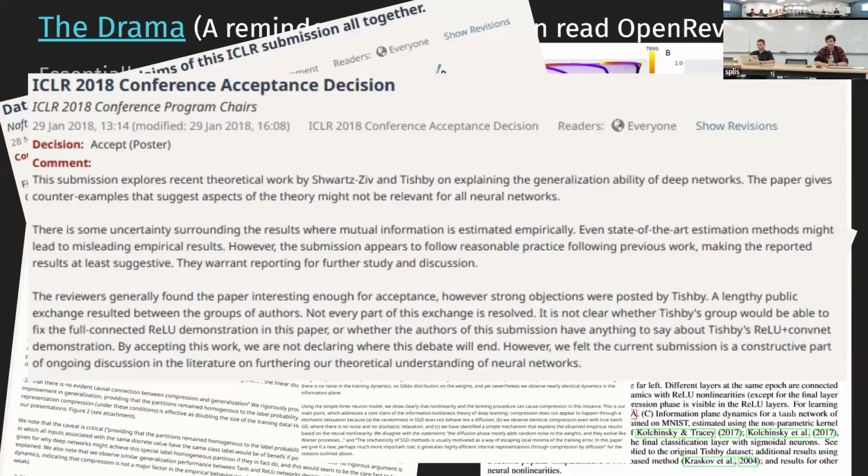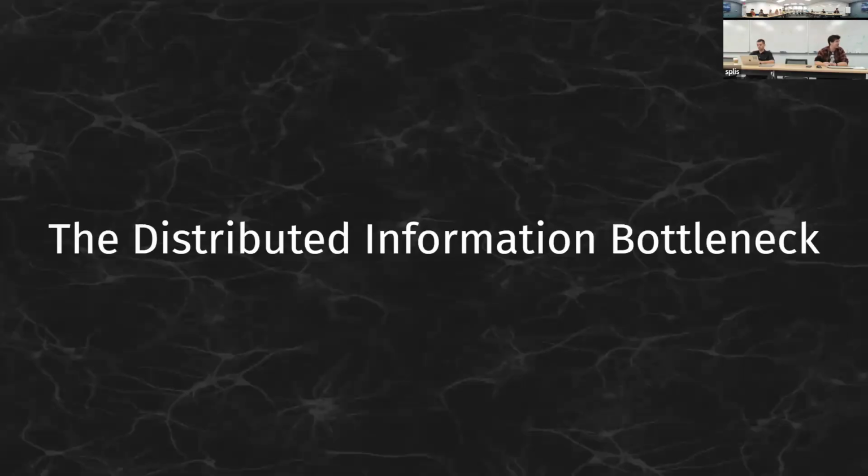So this is all background, right, about the drama of Tishby and all the information bottleneck stuff. So people can feel good about knowing what the information bottleneck is talking about, the background of what Tishby used to talk about with deep learning to some extent. And now we'll look at the distributed information bottleneck.